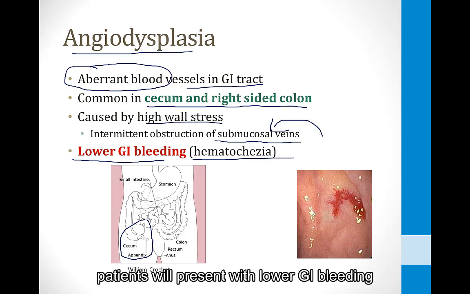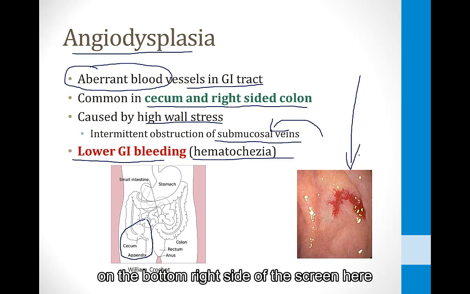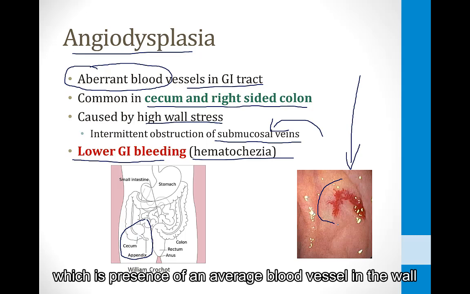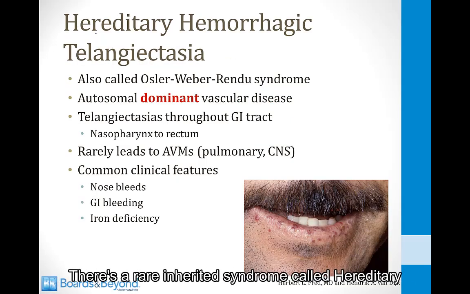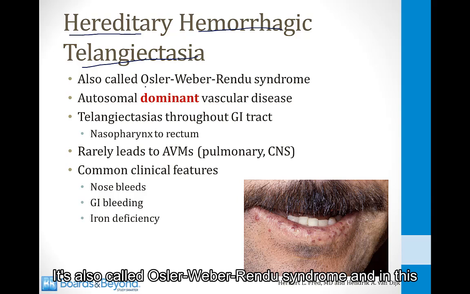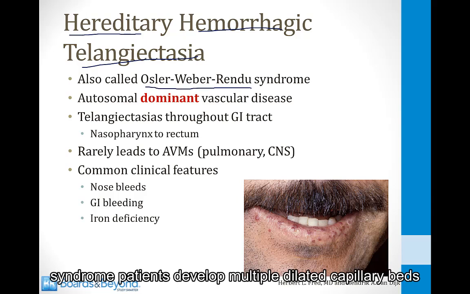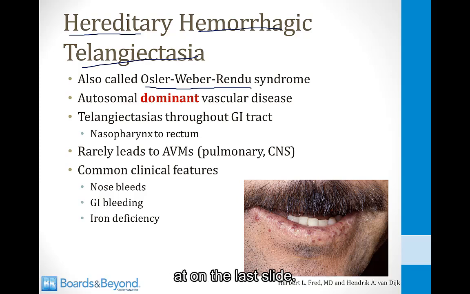Patients will present with lower GI bleeding, and on colonoscopy you will see something like the image on the bottom right side of the screen here, which is presence of an aberrant blood vessel in the wall of the GI tract that can bleed and lead to hematochezia. There's a rare inherited syndrome called hereditary hemorrhagic telangiectasia. It's also called Osler-Weber-Rendu syndrome. And in this syndrome, patients develop multiple dilated capillary beds in their GI tract that resemble the angiodysplasia we looked at on the last slide.